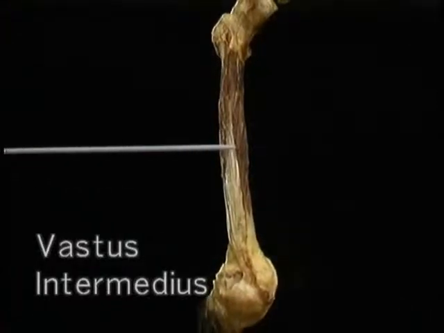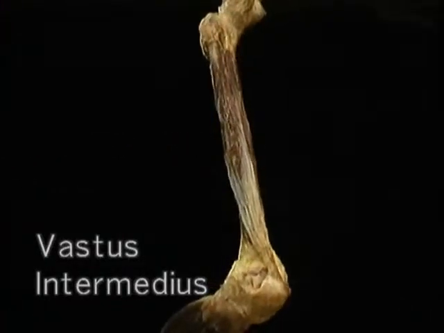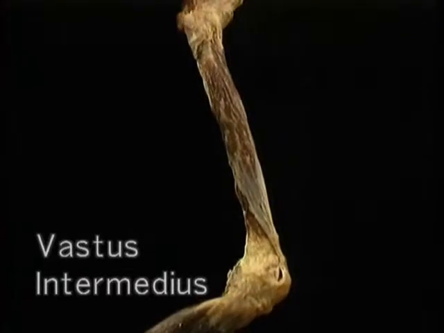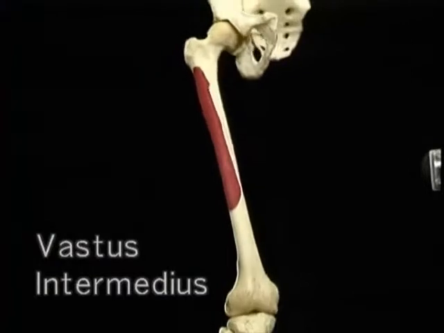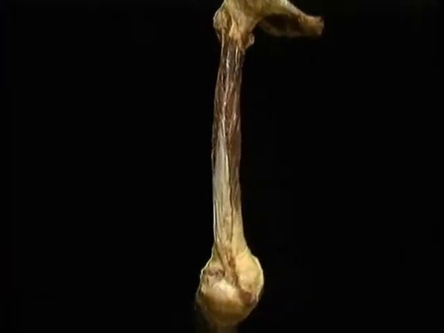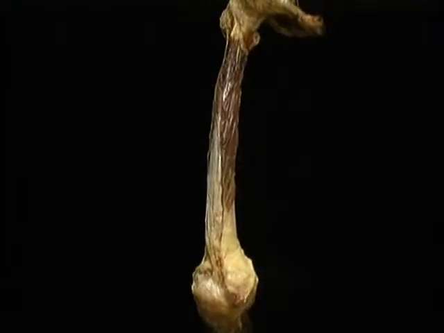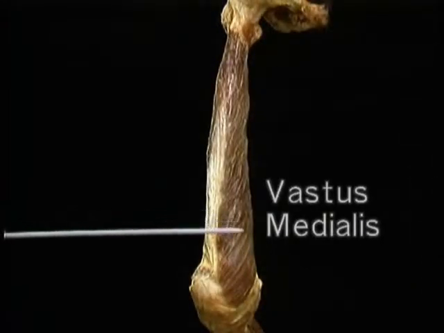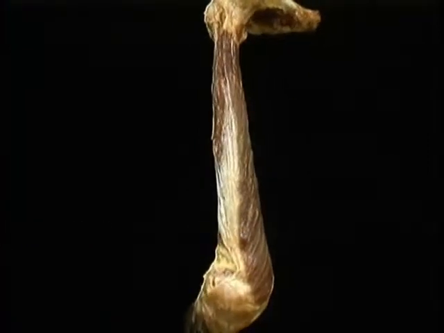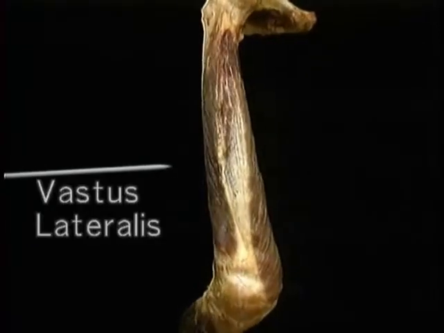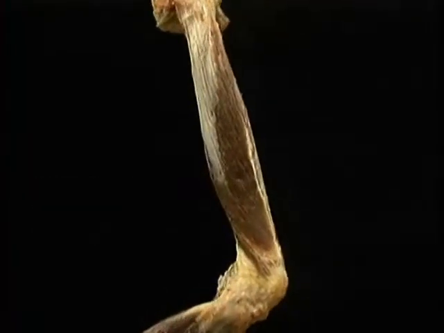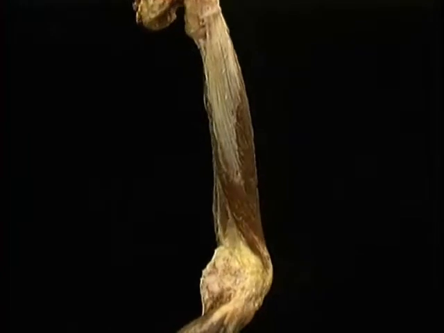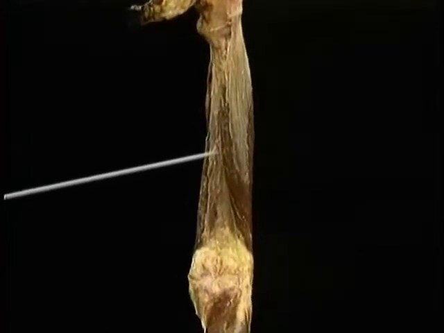Here it is. It forms a bulge on the front of the femur. Vastus intermedius arises from this broad area around the lateral aspect and front of the femur. Wrapped around the outside of vastus intermedius are vastus medialis and vastus lateralis. These two cover vastus intermedius almost completely. Their fibers run obliquely all the way round to the back.